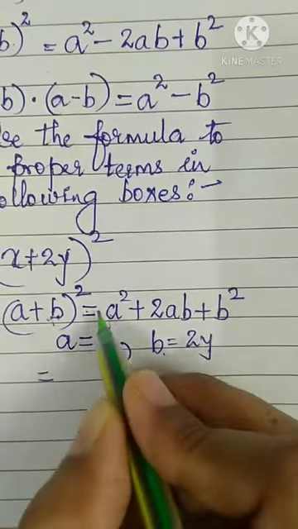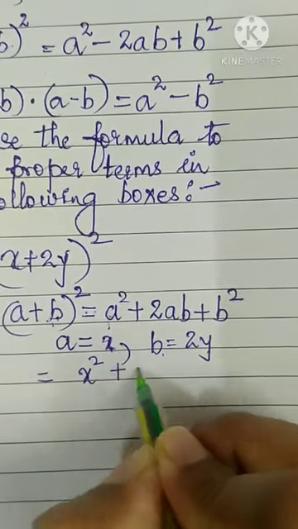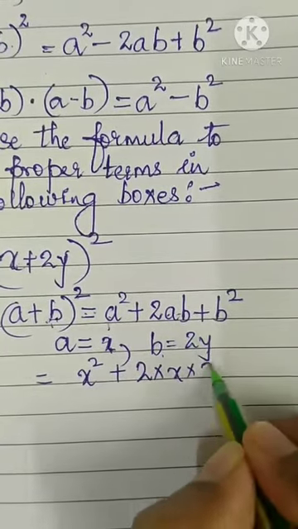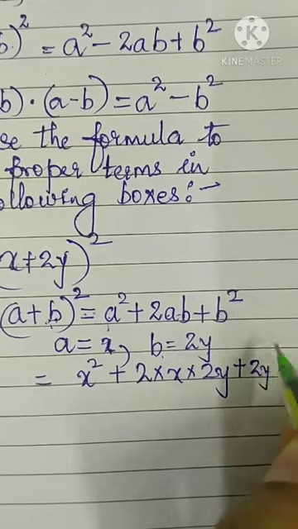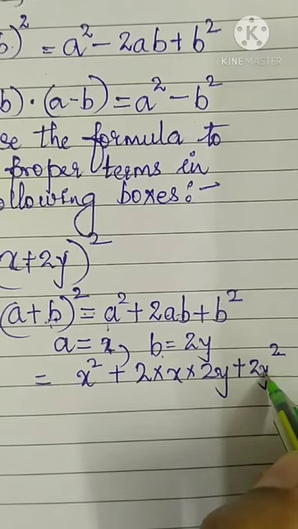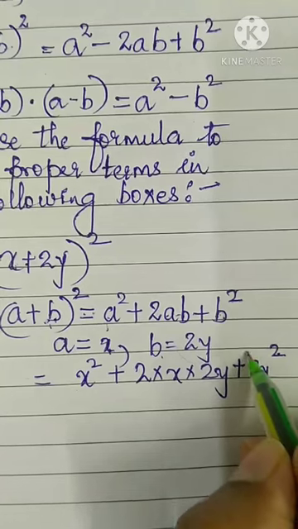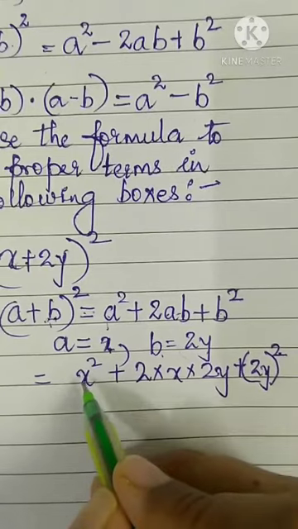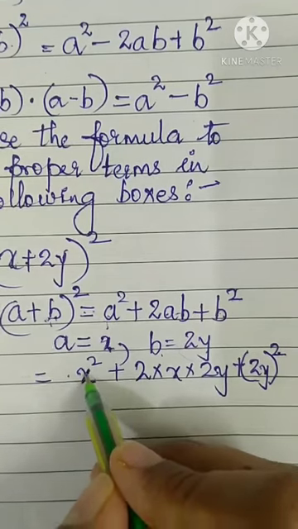So start with this equal to a square. A is x, so x square plus 2 into, what is a? X, into, what is b? 2y, plus b square. What is b? 2y, and remember square. If you put it this way, the square is only for y. But b square, b is 2y, the whole thing is b, so you have to put the bracket and write square. Here no problem, because you had only the variable, you had no coefficient. Only one term, no? That's why.